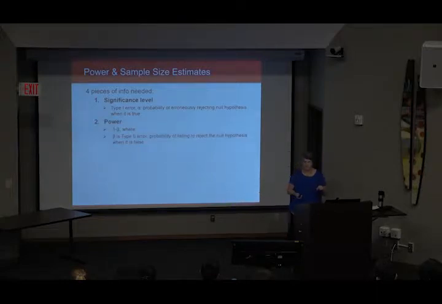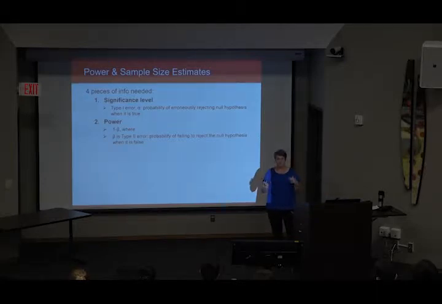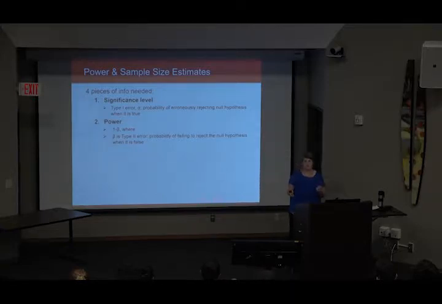The second crucial one is power, which is 1 minus beta, where beta is the probability of failing to reject the null hypothesis when it's false. So deciding that you don't have a finding when in fact you really did have a difference.